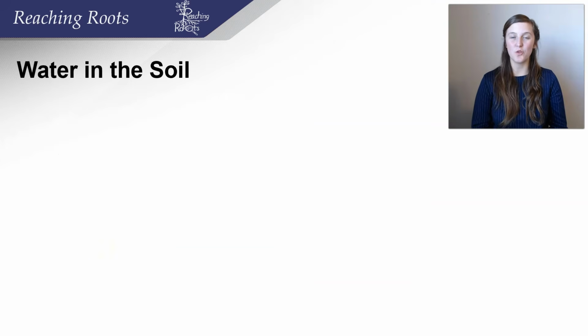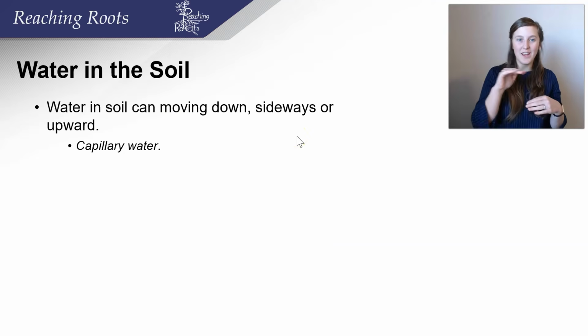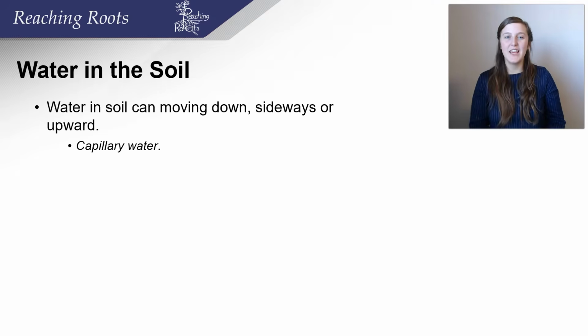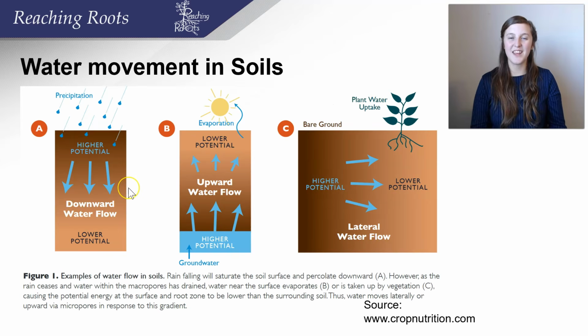Now we're going to discuss water movement in soil. Water movement in soil can go down, sideways, or even upward. And that's because of the capillary action of water. Remember when we talked about water uptake in plants? We learned about the amazing water properties such as adhesion and cohesion. Adhesion is water just sticking to things such as soil particles, and cohesion is the property of water sticking to itself. These graphics explain water movement in soil.